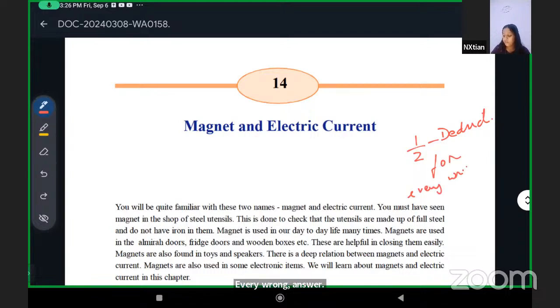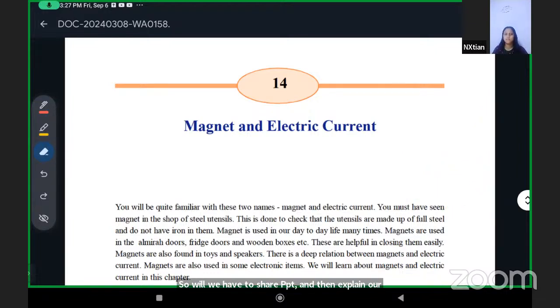So how many questions will you be asking? Are you already deciding that, or can you ask any number of questions? I am still deciding on how many questions I'll ask, but I'm thinking I'll keep 3 to 4 maximum. And ma'am, I have a question. Will we have to share our PPT and explain our topics, and then you will ask questions once everyone is done, or after each person is done?